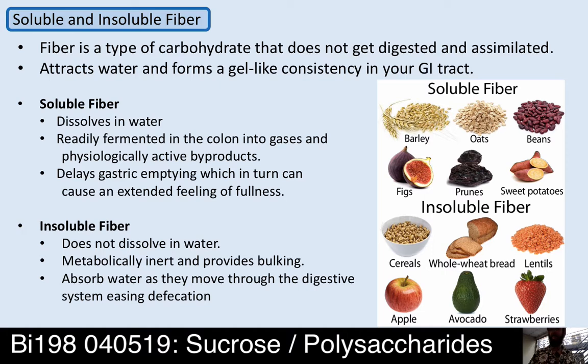So fiber is essentially a type of carbohydrate that's not going to get broken down. It's not going to be readily broken down by the body and assimilated. Your body doesn't have the enzymes to cleave the little disaccharides off of the fiber. All right, there are going to be two types of it: soluble and insoluble. Insoluble fiber just doesn't go into solution. A good example of that is wood. That's a type of fiber that doesn't go into solution.